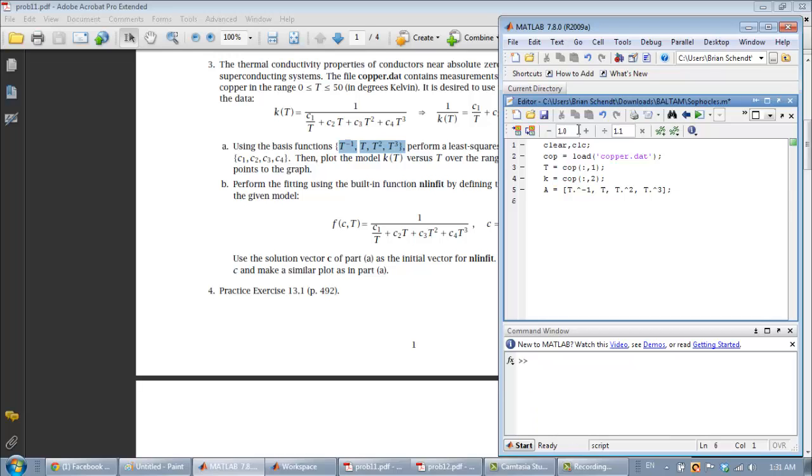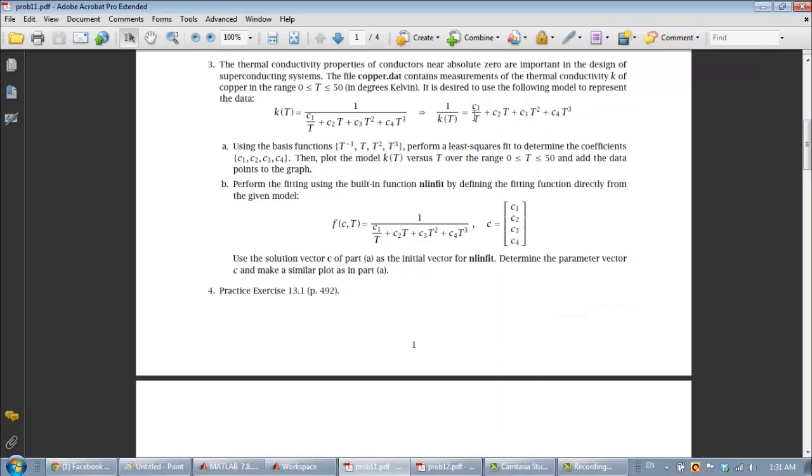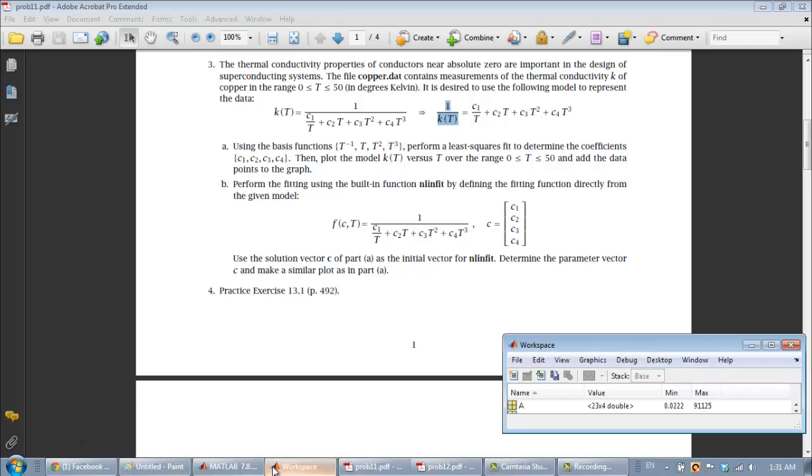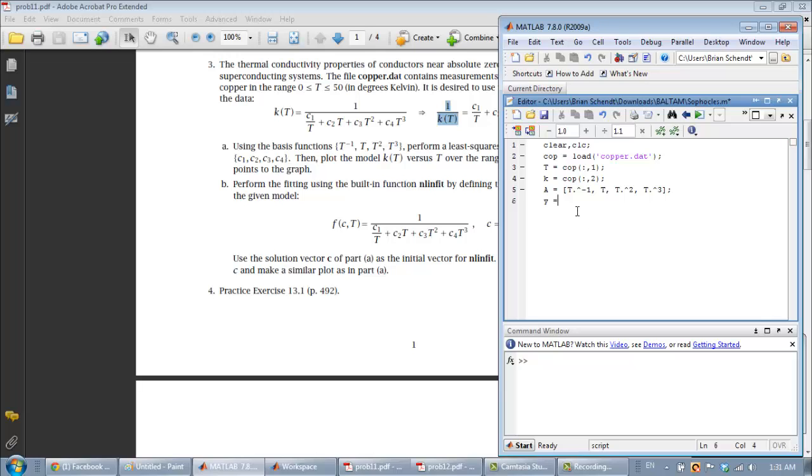Okay, and then again we need to look at what is on the other side of our equation as the independent variable. It is not going to be k, it is going to be 1 over k. Again, you look at exactly what is on the other side of the equation and you use that. So y is going to be 1 over k. And then to get the parameters, again, we just take this coefficient matrix and we do left division, and that's what we get. Okay, so the next question is, how do we do it with nlinfit?